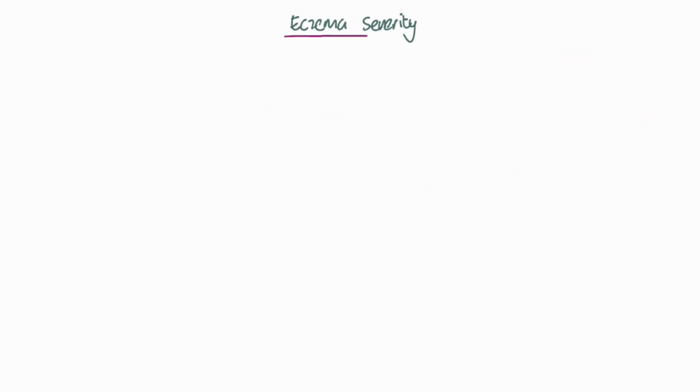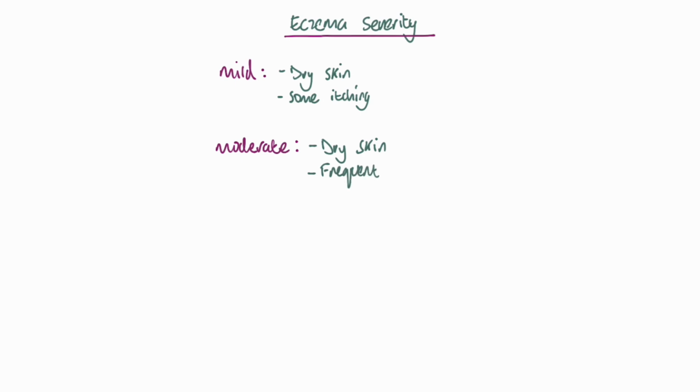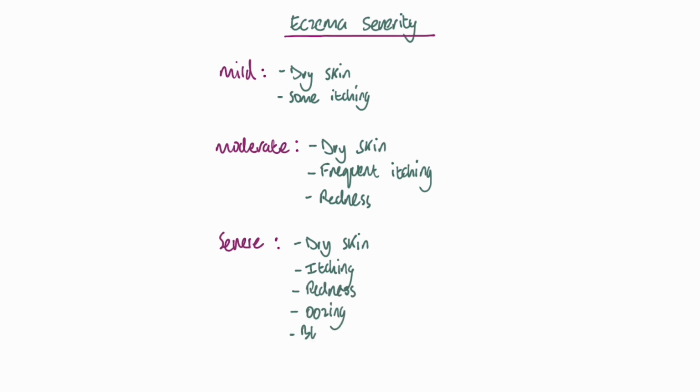Eczema can be classified based on the severity of symptoms, broadly into mild, moderate, and severe. In mild eczema there are areas of dry skin with infrequent itching, with or without small areas of redness. In moderate severity eczema there are areas of dry skin, frequent itching, as well as redness. And in severe eczema there are widespread areas of dry skin, frequent itching, redness, and there may also be oozing, bleeding, and cracking of the skin. There's no specific test to diagnose eczema. The diagnosis is usually made clinically.